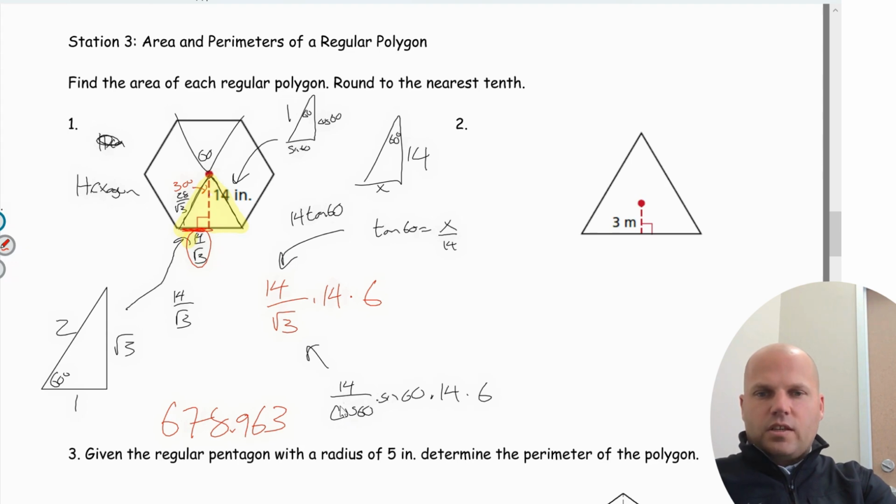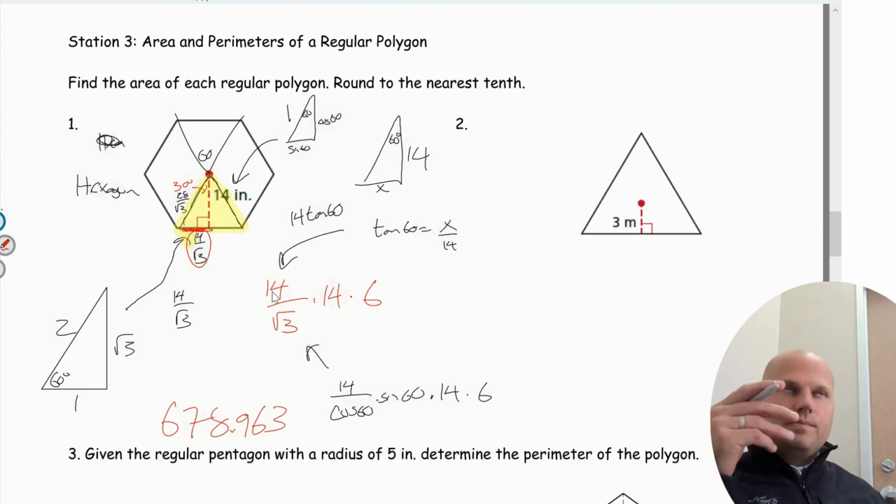Type in 14 over cos 60 times sine 60, you get this. Type in 14 tan 60, you get this. Or use your special right triangle, get 14 over root 3, you get that. Okay.